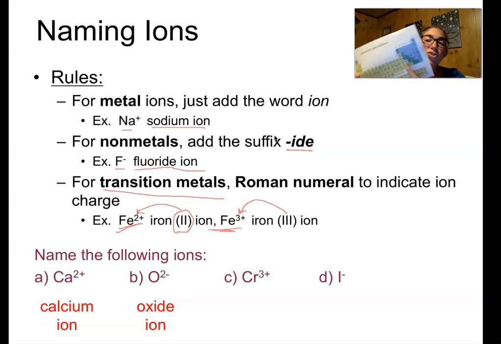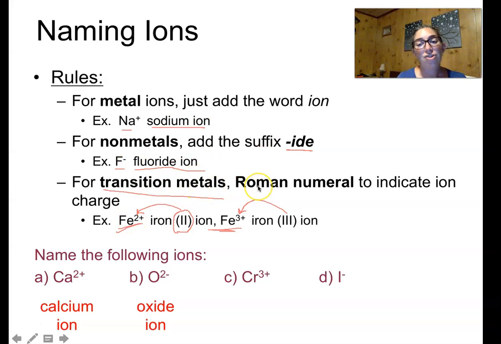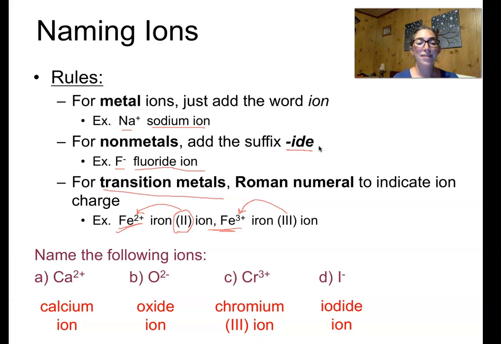Chromium is a transition metal, if we find it on the periodic table. And so we have to remember with transition metals, indicate the charge using a Roman numeral. So this is called the chromium 3 ion. It's not enough to say chromium ion, you have to use the Roman numeral here. We did not have to use a Roman numeral with either of the others, only the transition metals. And then lastly, iodine, which is group 7 on the right side of the periodic table. It's a non-metal, so we're going to use that suffix, so it will become the iodide ion. Hopefully you got all of those on your own.